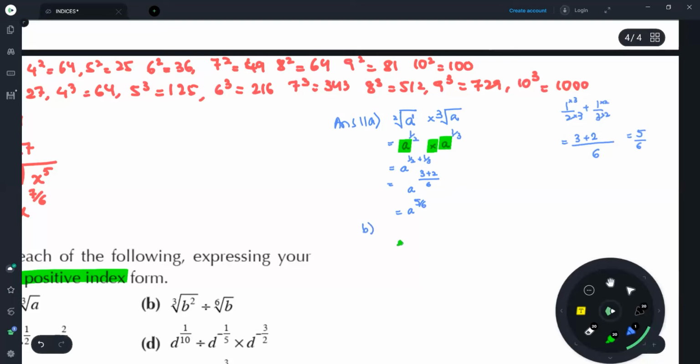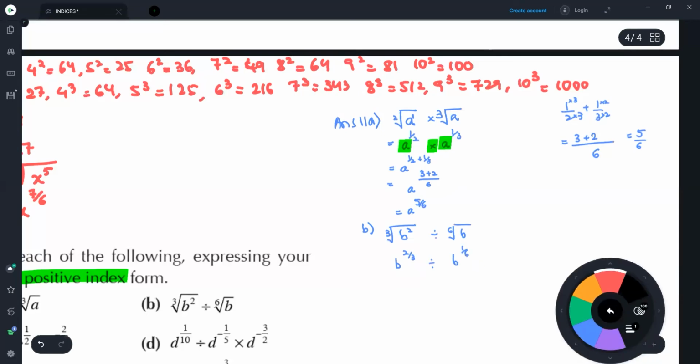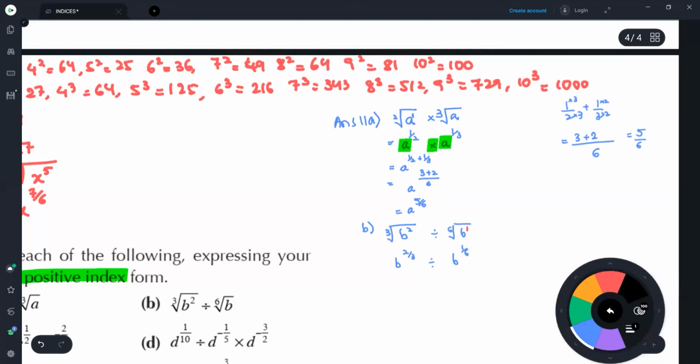Sir, it says cube root of b square divided by the sixth root of b. Now, can I say this is b to the power 2 upon 3 divided by b to the power 1 upon 6? Yes or no, Hassan? So I know for a fact, sir, that when there is no power, there is a power of 1. Now, when I try and solve this, when the bases are same and have been divided, the powers are subtracted.